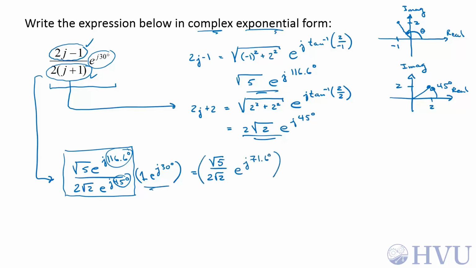Now that gets multiplied by this number, which is just 1, e to the j 30 degrees. Multiplying the magnitudes, I get this times 1, which is just square root of 5 over 2 square root of 2, e to the j. To get the phase, I add the phases together. It becomes 101.6 degrees. There's my final answer.